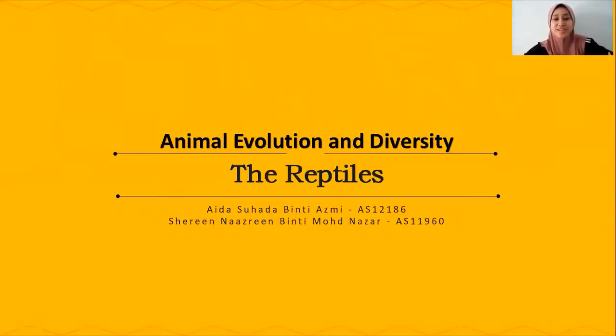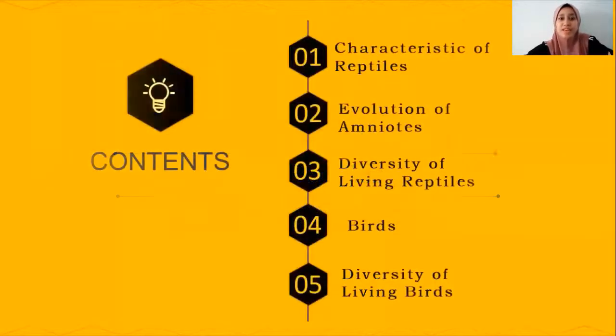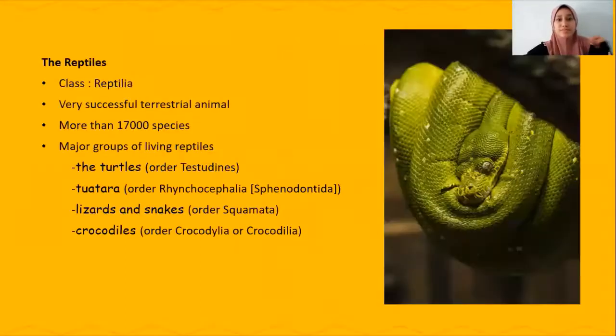Today, Shereen, Naazreen and me, Aida, Suhada, will present to you the reptiles under topic 14, Animal Evolution and Diversity. It can be found in Middle, page 552. In this chapter, we will cover 5 contents which are characteristic of reptiles, evolution of amniotes, diversity of living reptiles, birds, and diversity of living birds.